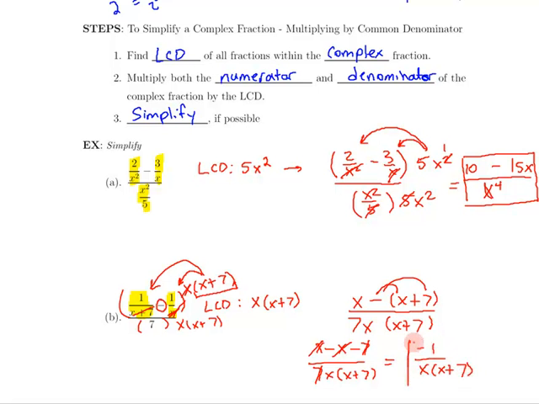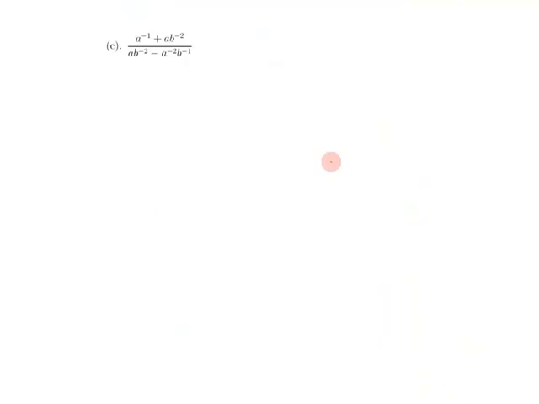Okay, and that is the final answer in that case. We have one last example in this section. This particular example goes back to the negative exponents that we talked about earlier in the section. Remember that whenever you see, for example, a to the minus 1, that's the same thing as 1 over a.